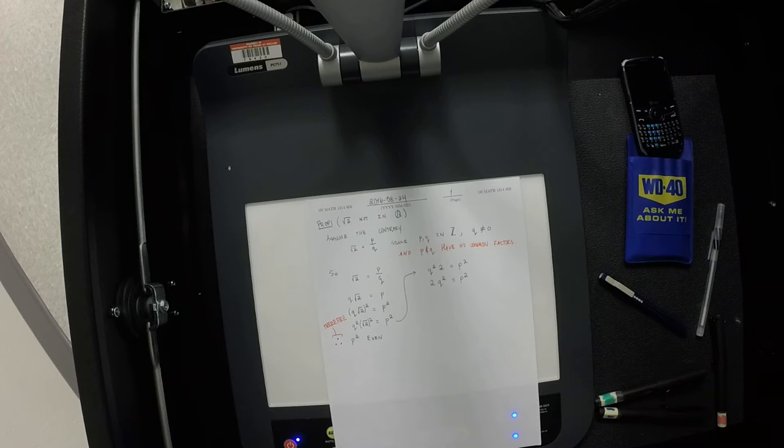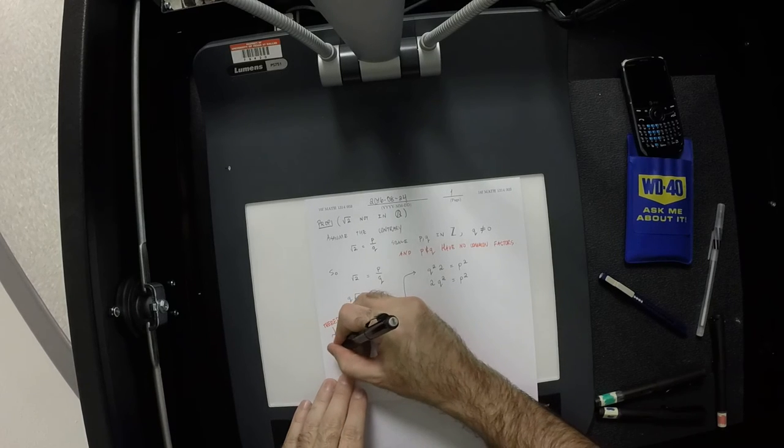Now, will someone please give me an odd number? 7. And 7 squared is? 49. Is 49 even or odd? Odd. That is generally also true. You square an odd number, the result is still odd. So squaring preserves evenness and oddness. So if p squared is even, then how about p? It must also be even.